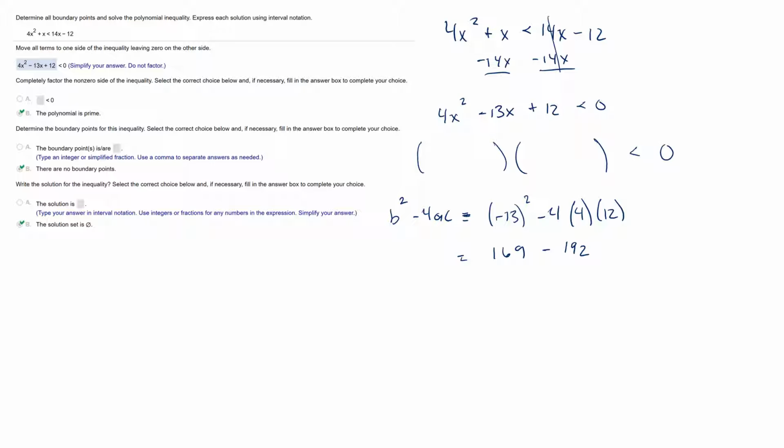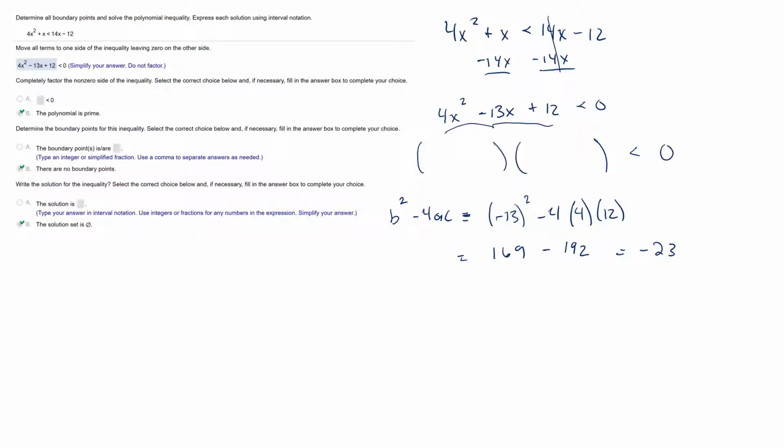And 169 minus 192 is a negative number, and so I can tell that this isn't factorable, but just with my calculator, 169 minus 192 is negative 23. So the discriminant turned out to be negative 23. Alright, so this trinomial, normally a trinomial would factor into two binomials, but it turns out this one doesn't factor.